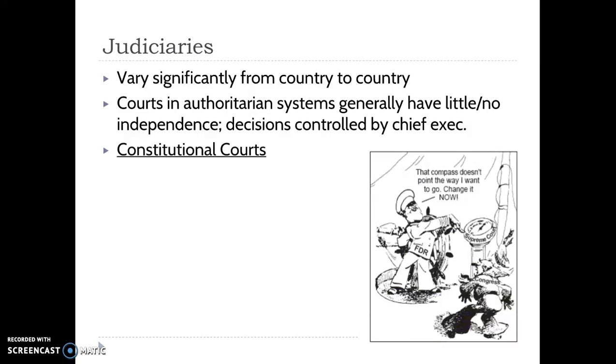The most common kind of court that exists across these nations are constitutional courts, the highest judicial body that tends to rule on whether or not laws passed by governments are within the acceptable boundaries set by the regime.